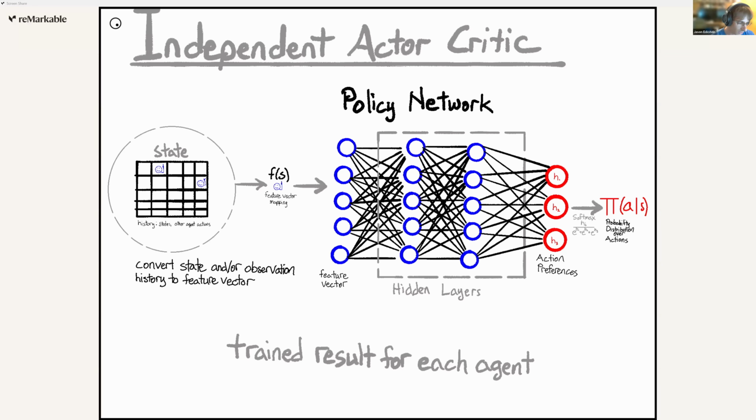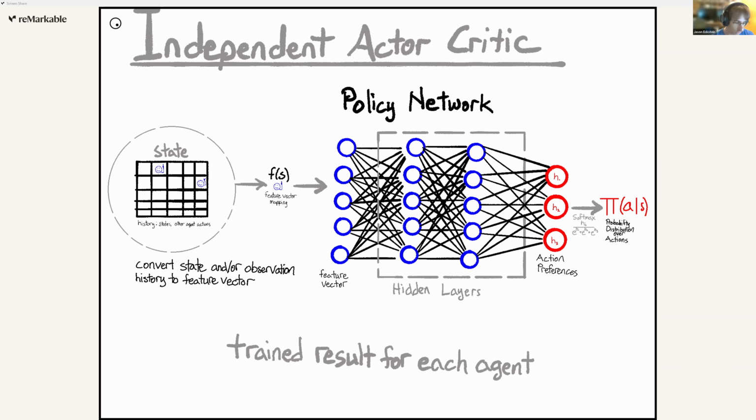And then this feature vector goes into the network. It doesn't have to be an MLP, a neural network architecture like this. But if it was, we have these hidden layers, and then at the output, we have action preferences. This is just an example. Let's say there are 3 actions. So the network is going to output these 3 values, and then we're going to apply a softmax to turn this into a probability distribution. That will be used as the policy function, where we'll sample actions from this distribution.